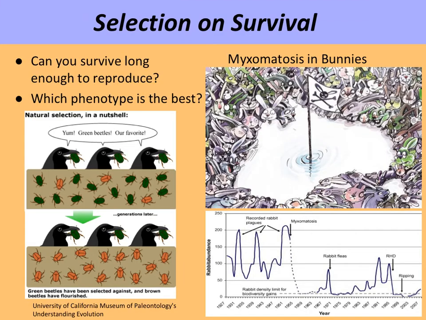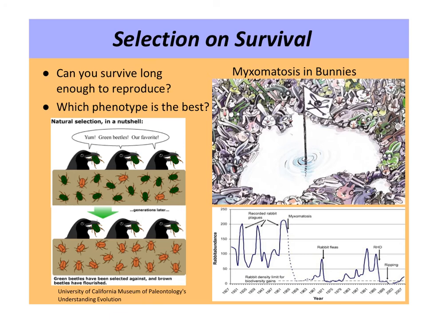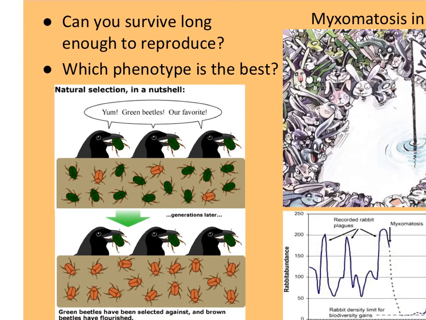Okay, so selection on survival. Can you survive long enough to reproduce? We've already gone through this. This is T1, and this is T2. Selection against, right? And then the population changes.